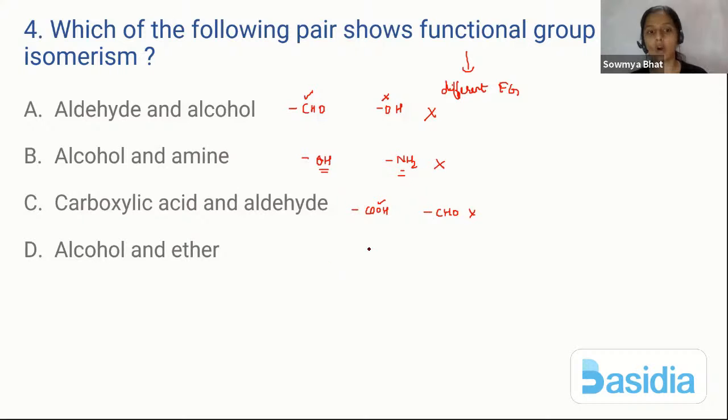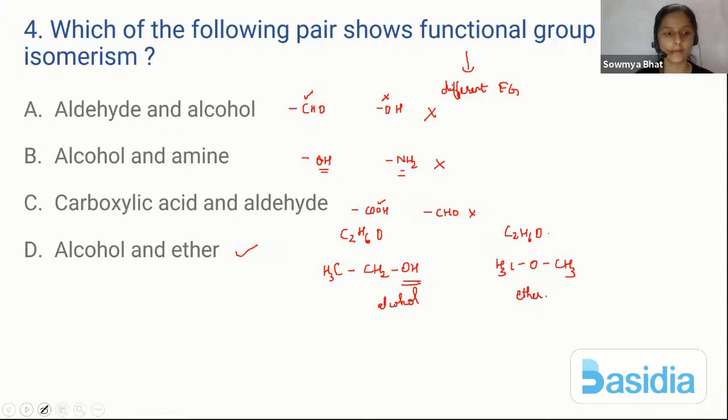We are left with alcohol and ether. For example, you can take this compound CH3CH2OH, and the next one we are going to arrange this way. Here OH is alcohol and this is ether. You can see their formula: C2H6O here, and this is also C2H6O. So they have the same formula, but the functional group is different. So the correct answer would be option D. Let's move to the next question.